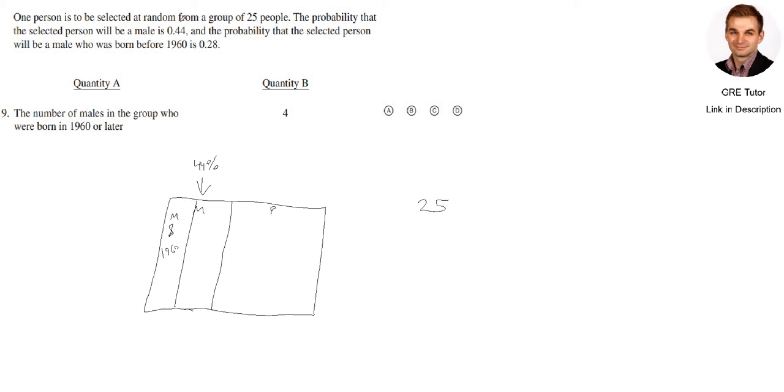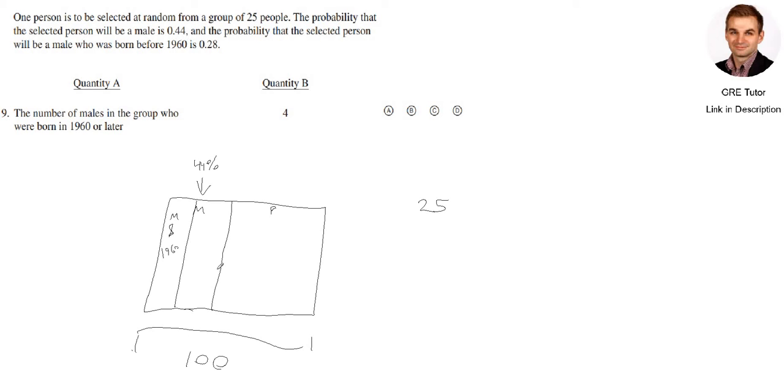And we want to know what is greater: the number of males in the group who were born in 1960 or later, or 4? Okay, well, how do we find that out? Well, we start by saying this is 100%. Right, this is 100% of all the people in the group.